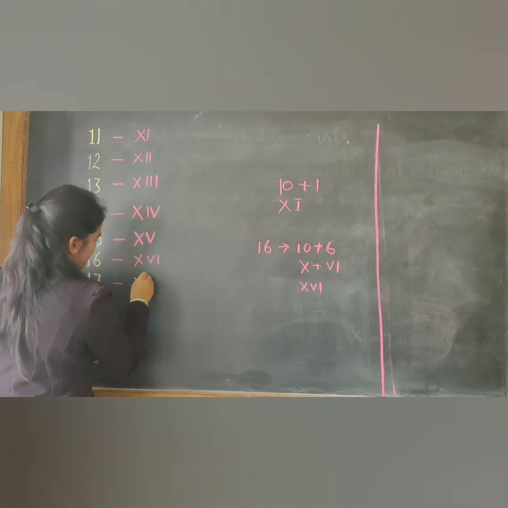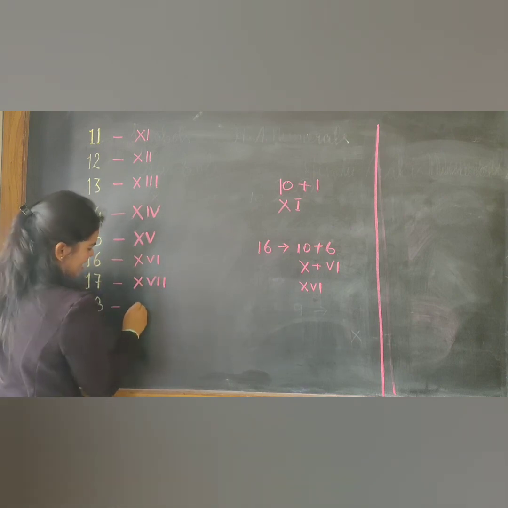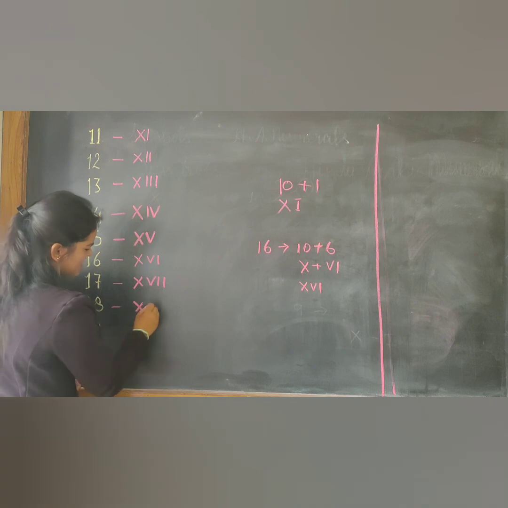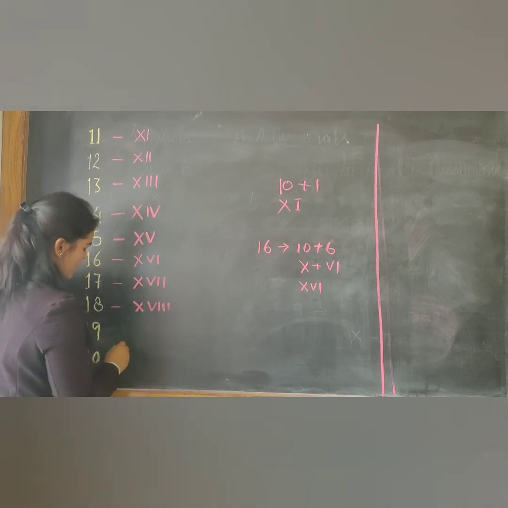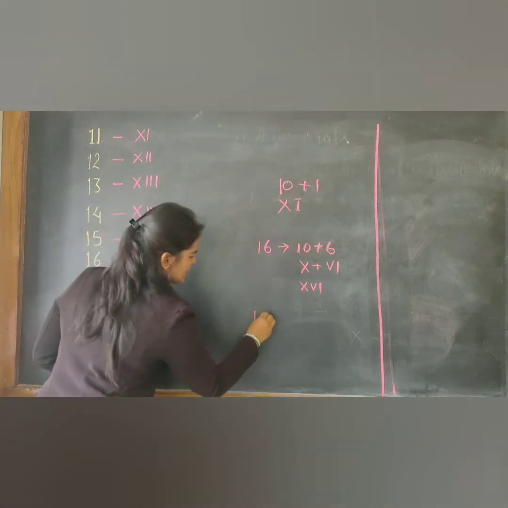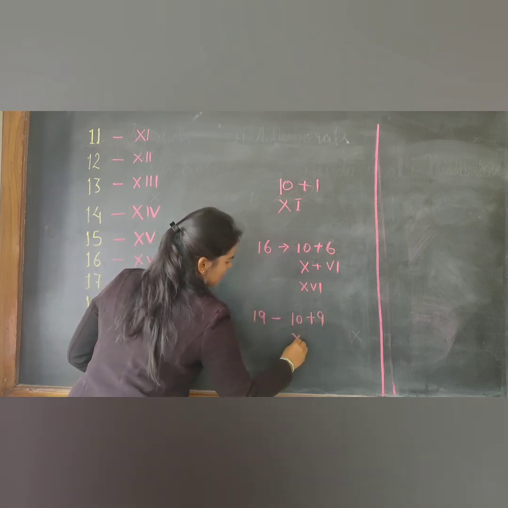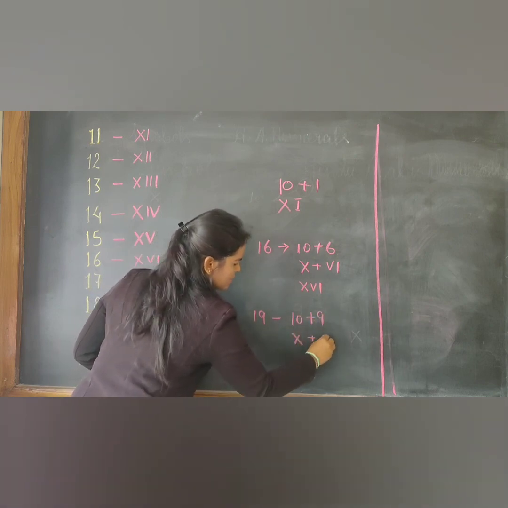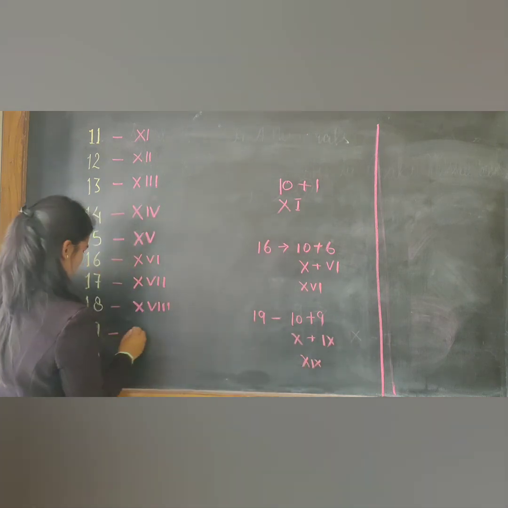For 17, 10 and 7 is XVII. For 18, X and 8 is XVIII. Now the question is for 19. So 19 can be written like 10 plus 9. We know that for 10 we use X and for 9 we use IX. So it becomes XIX.